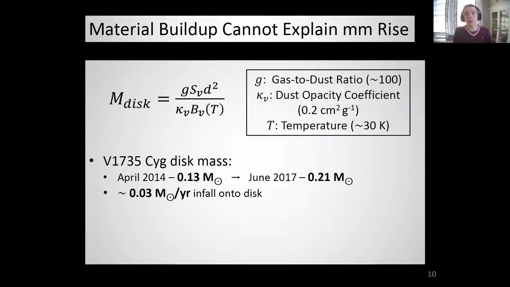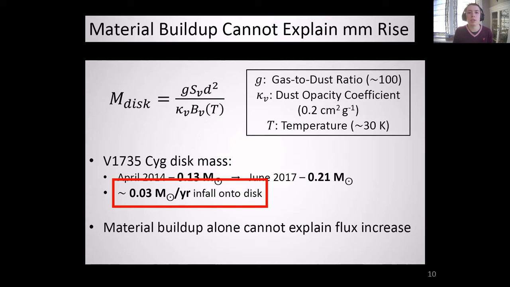Well, our first thought was millimeter emission traces the dust in the disk. And so we thought maybe there is a mass increase in the disk, but the 80% flux increase implies a 0.3 solar mass per year infall rate from the surrounding envelope onto the disk, which is completely unreasonable. It would imply that the surrounding envelope would dissipate within 50 or so years, which we don't see. So material buildup alone cannot explain the flux increase that we see.